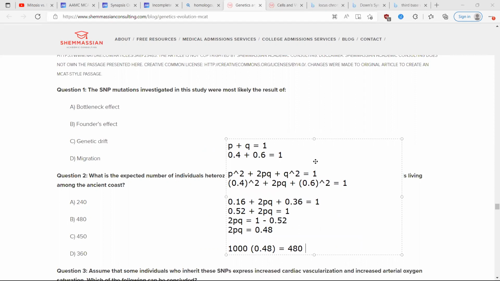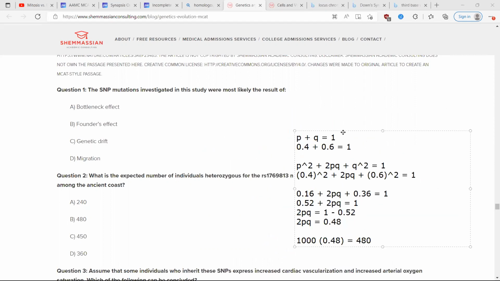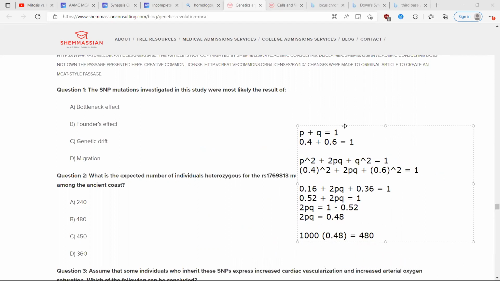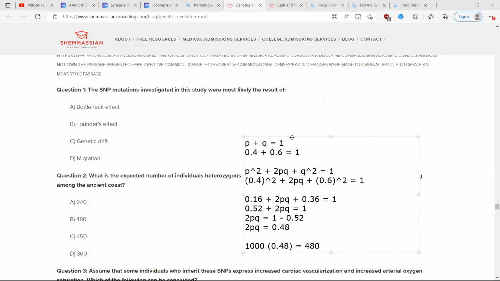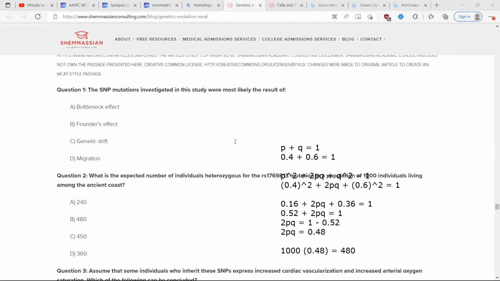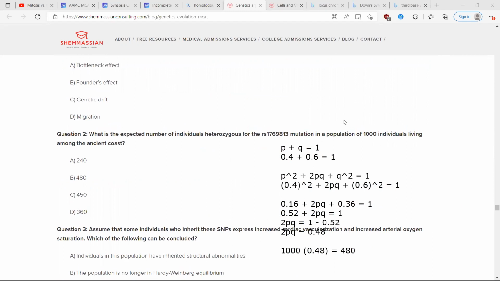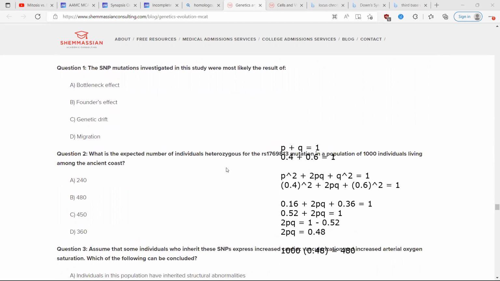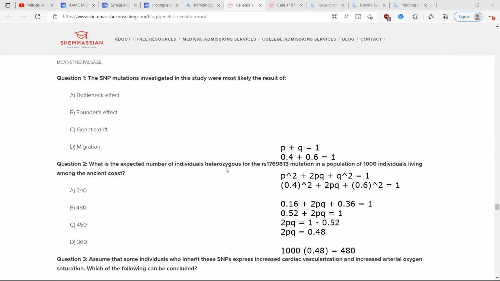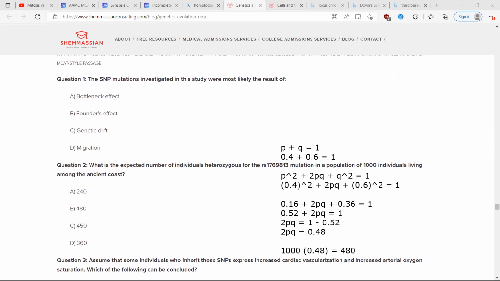Okay. Any questions on this? See, I told you I'm not good at math. That's about the best I can do for math. Okay, I'm pretty sure that's correct. It should be 480 individuals heterozygous for the mutation in a population of 1,000.